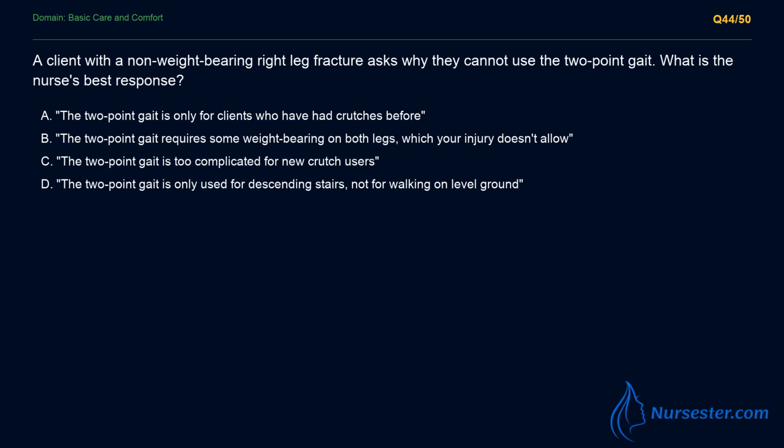Option C. The 2-point gait is too complicated for new crutch users. Option D. The 2-point gait is only used for descending stairs, not for walking on level ground.